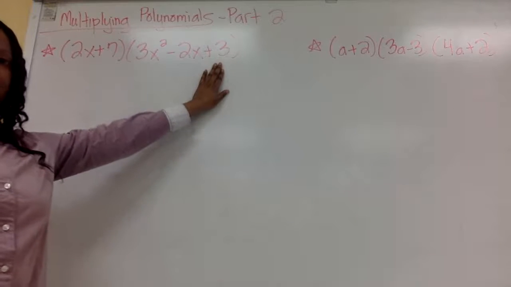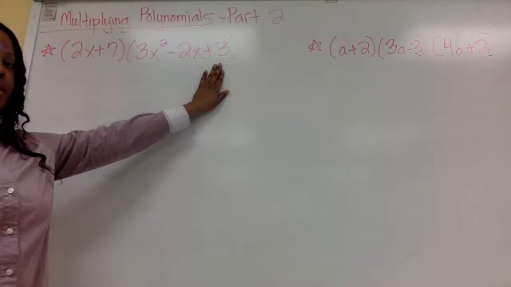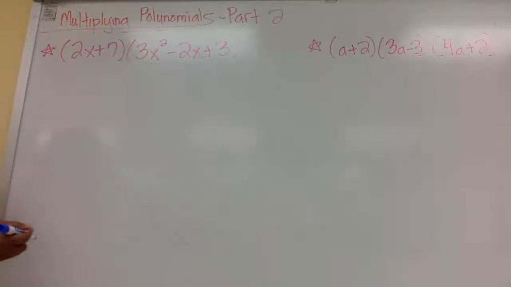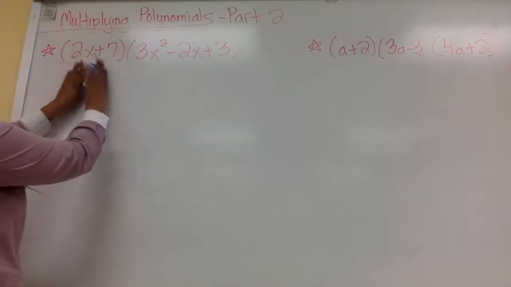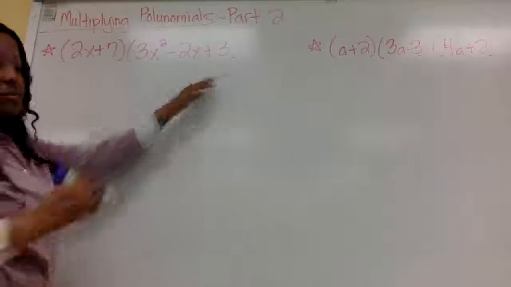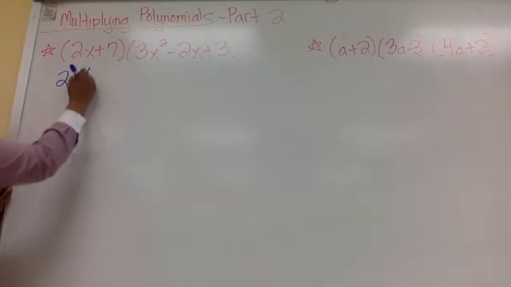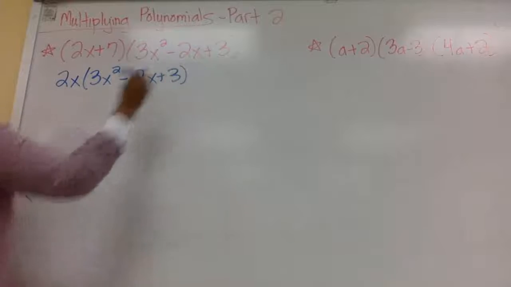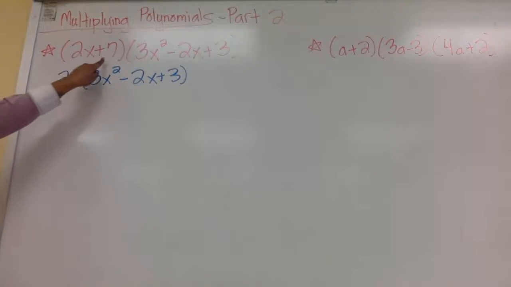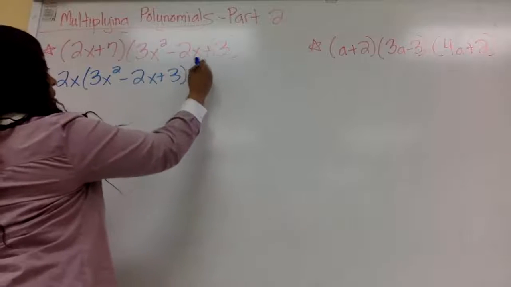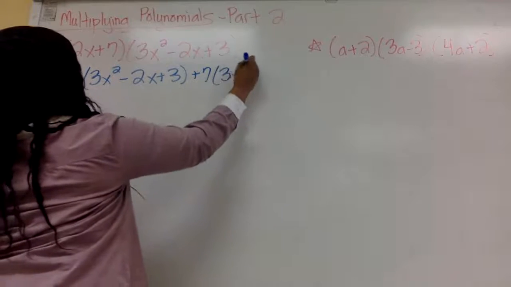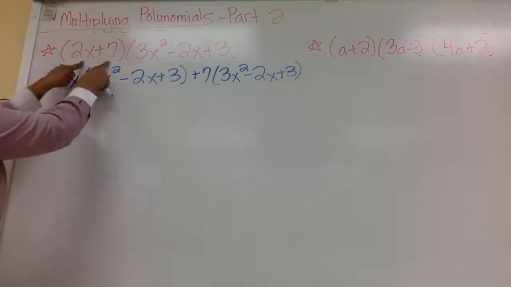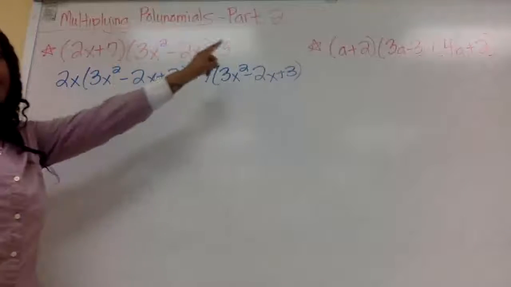I'm going to set up the distributive property for those of you that may like to do it that way, but then I'm going to go back and solve the problem using the box method. If you're going to do distributive property, you break up your first polynomial, and it has to be multiplied by the second one. So that would look like 2x times 3x squared minus 2x plus 3. That's the 2x. Then you would do the same thing with the plus 7, so it would be plus 7 times this whole polynomial. Break up your first polynomial and it gets multiplied by the second polynomial.